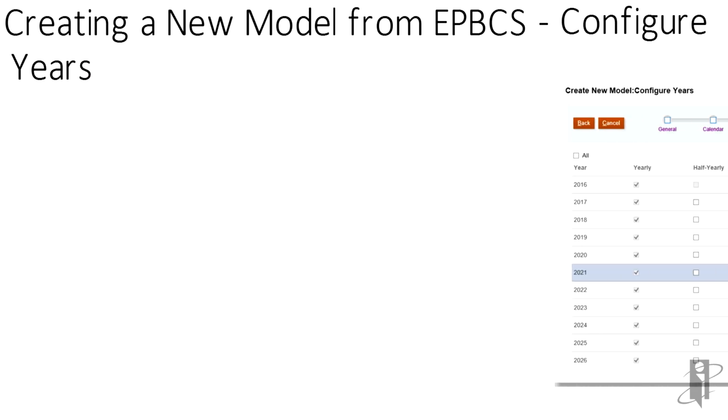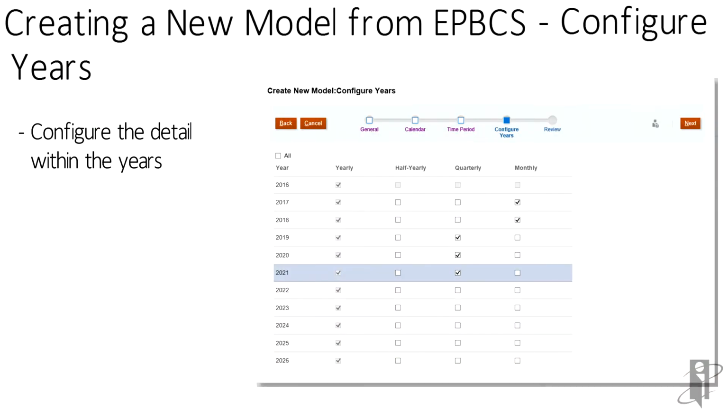Next, you're going to want to configure the details within the years. So maybe you're going to want the current year and the next year to be monthly, then quarterly after that, and then in the far future, let's make those annual. This can all be changed within SmartView, so don't worry too much about what you're picking now. One of the nice things is the way that it does handle time.